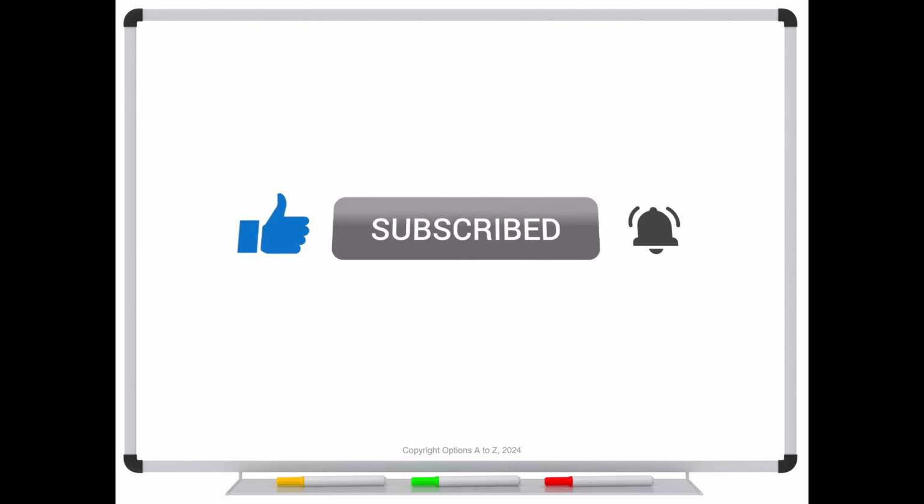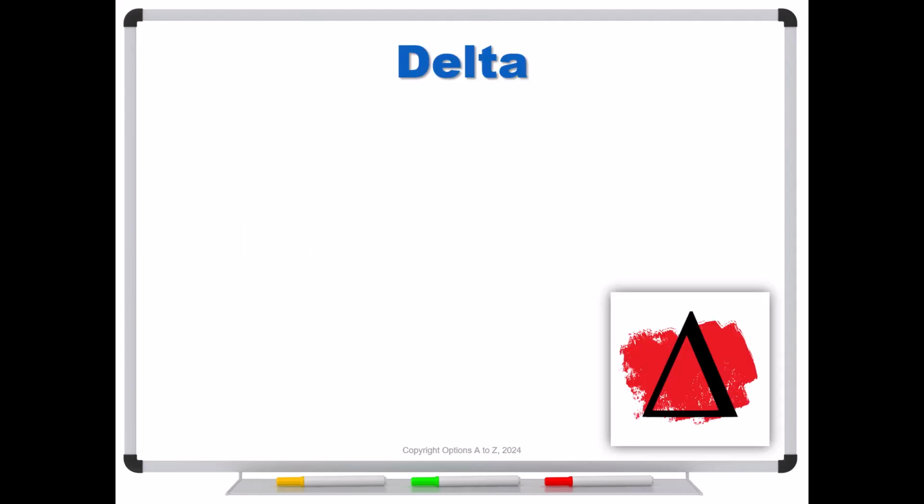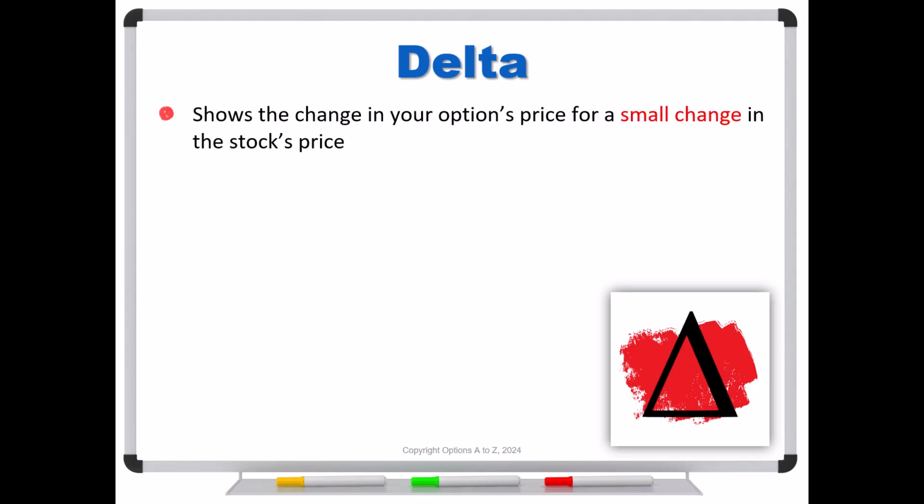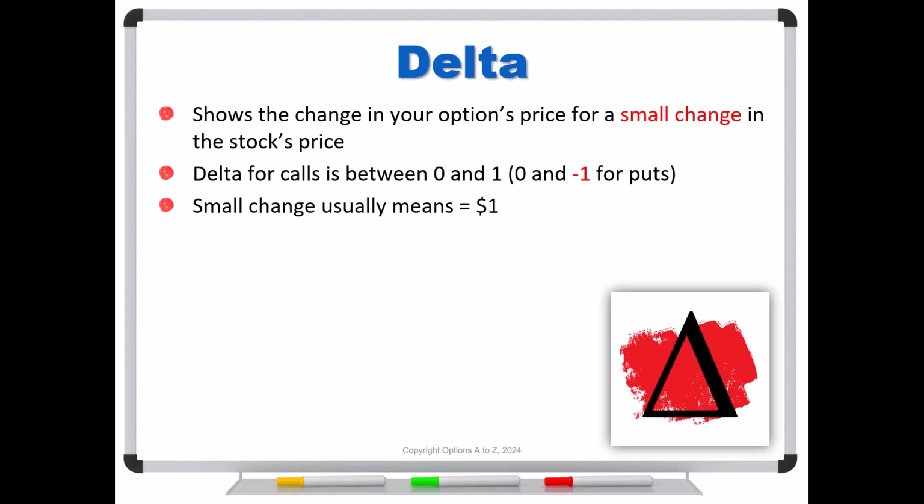Quick little refresher. We've talked about this before, but for people who might be new, we need to talk about delta. It's going to show up in our calculations. What delta does is show the change in your options price for a small change in the stock's price. Your delta for calls is going to be between 0 and 1, and technically 0 and minus 1 for puts. We said it has to be a small change, and if you talk to most traders, that usually means a $1 move. But that's actually technically too big. So when we use a $1 change in our formulas here, we're going to be off a little bit. Probably not enough to worry about, but that's why it's not going to come out exact.